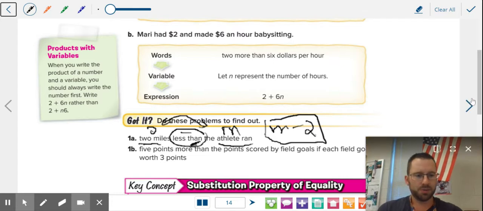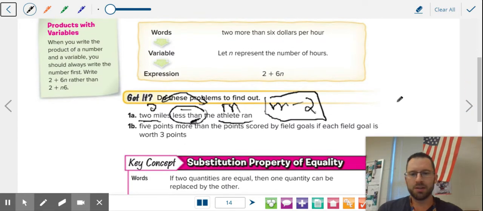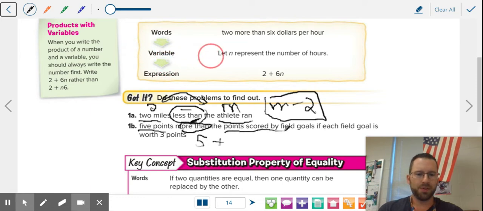All right, the next one, my video screen's in the way a little bit. 5 points more than, you have that than again, so we're going to have to switch this. The points scored by field goals. So let's go with points. If each field goal is worth 3 points. Okay. 5 points more than the points scored by field goals if each field goal is worth 3 points.